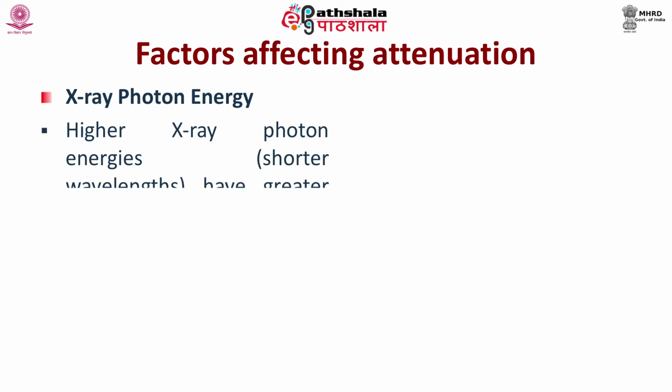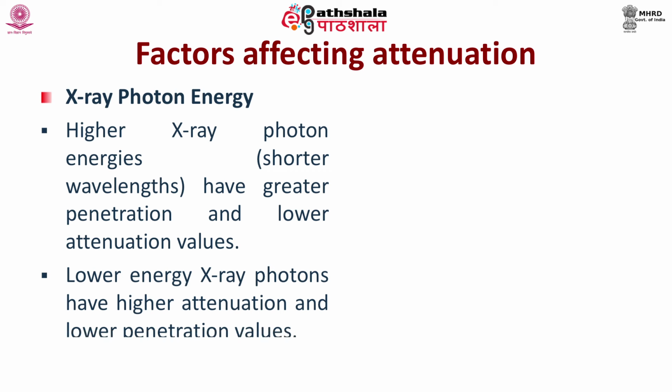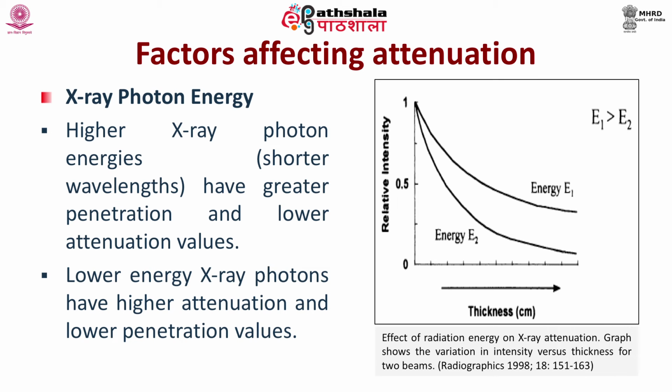The higher X-ray energies have higher penetration. So the attenuation because of the high energy component is less. So we can say that the attenuation is inversely proportional to the energy of the incident beam. The more the energy of the incident beam, the lesser the attenuation, and the less the energy of the incident beam, the more the attenuation. The same is explained in the graph.